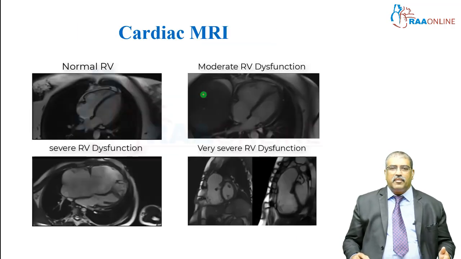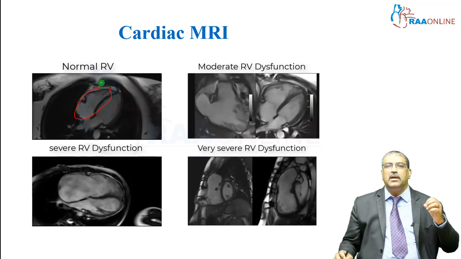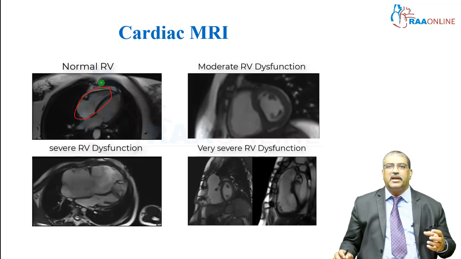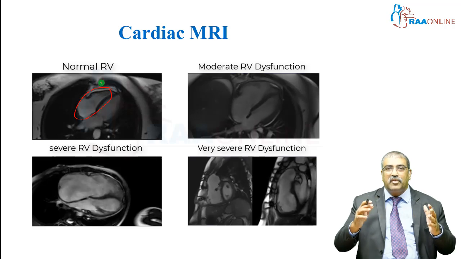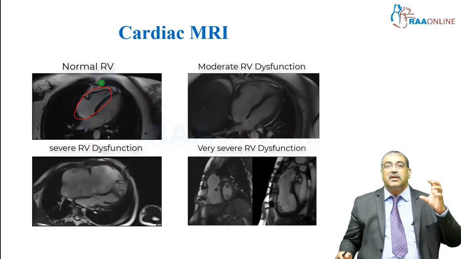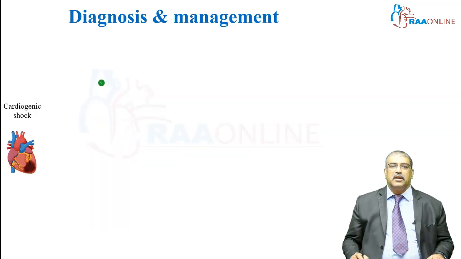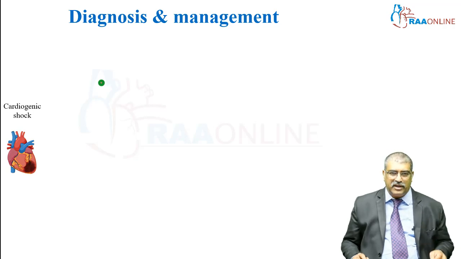And cardiac MRI, here you can see the right ventricle is too large. Normally, the right ventricle is less than the size of the left ventricle. As right ventricle failure develops, it will become equal in size, or if greater than the size of the left ventricle, it is severe RV dysfunction. Now coming to diagnosis and management of cardiogenic shock.